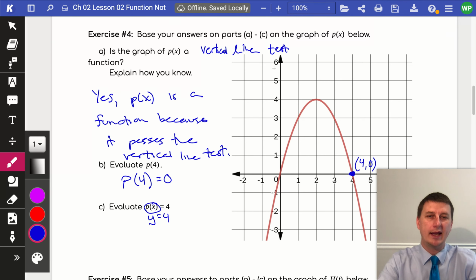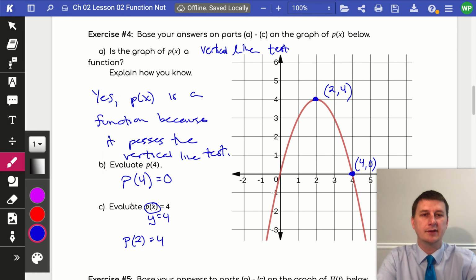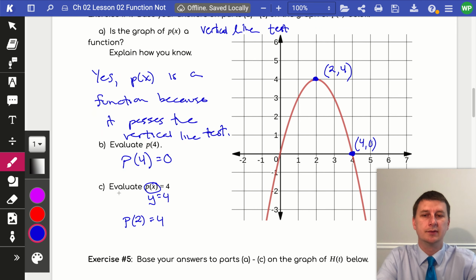So here's our y-axis, and we're going to go up to 4. We're going to follow it over until we see our graph right here. And now what point is that on the graph? That's the point 2, 4. So we knew the y value of 4, but we were looking for our x value. So we know that p of 2 is going to give us 4. So our x value is going to be equal to 2.